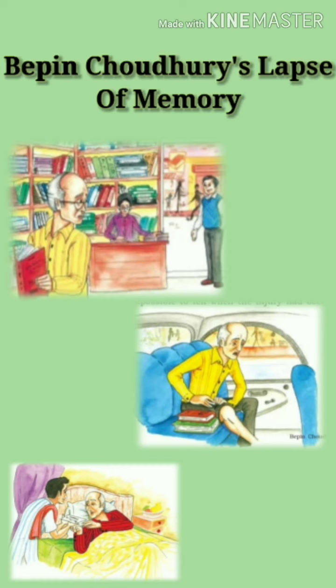Students, Bipin Chaudhury's Lapse of Memory is a very interesting story about a main character whose name is Bipin Chaudhury. Now, in this lesson, Bipin Chaudhury remembers each and everything about his life, but he does not remember the trip to Ranchi. Till now, we had covered three parts of this lesson in four different videos. Today, we will understand the fourth part of this lesson, which is the last part. So, students, let's begin with the lesson Bipin Chaudhury's Lapse of Memory, Part 4.